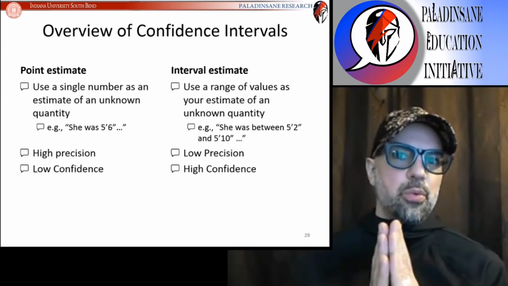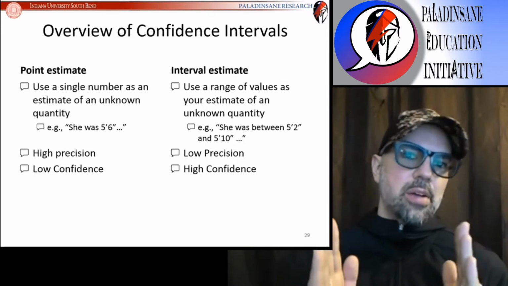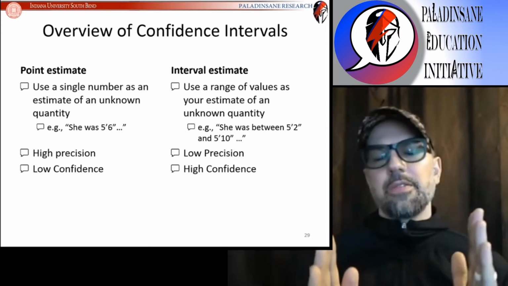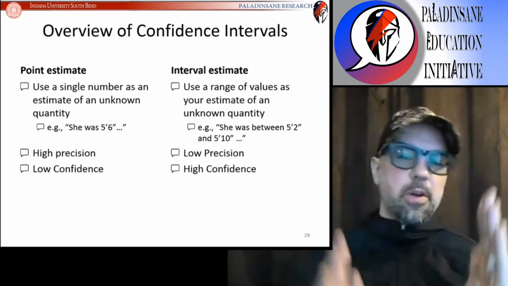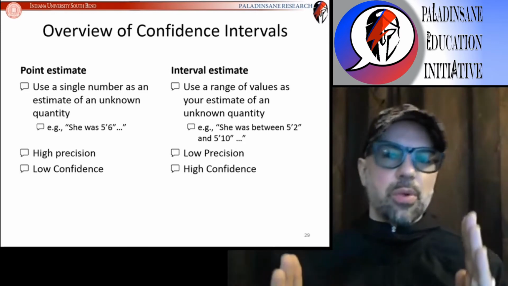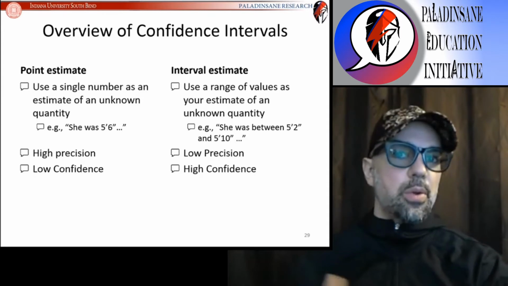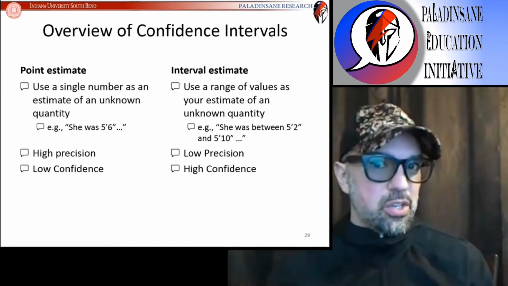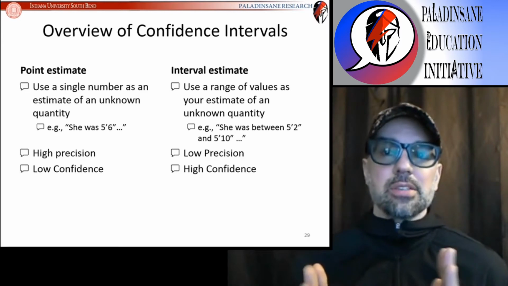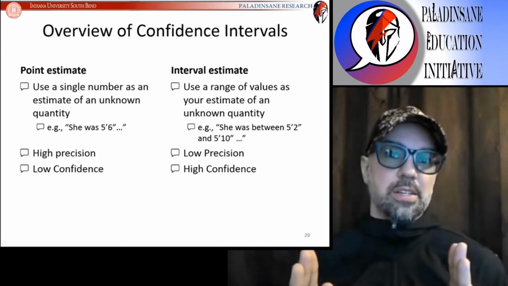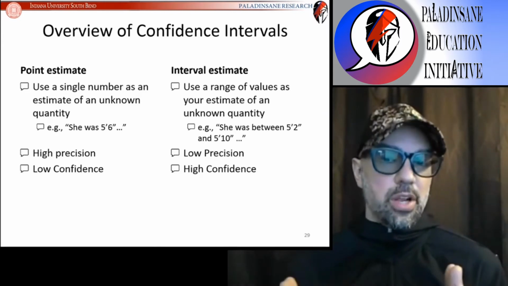If you want me to be really, really sure, then I would say she's somewhere between 4'6" and 6'4". Now I'm really, really sure. And if they ask you, well, we need you to be even more sure, you might say, all right, I've got to increase that interval again. So now I'm going to go anywhere between 4 feet and 7 feet. Now I'm really, really, really sure.